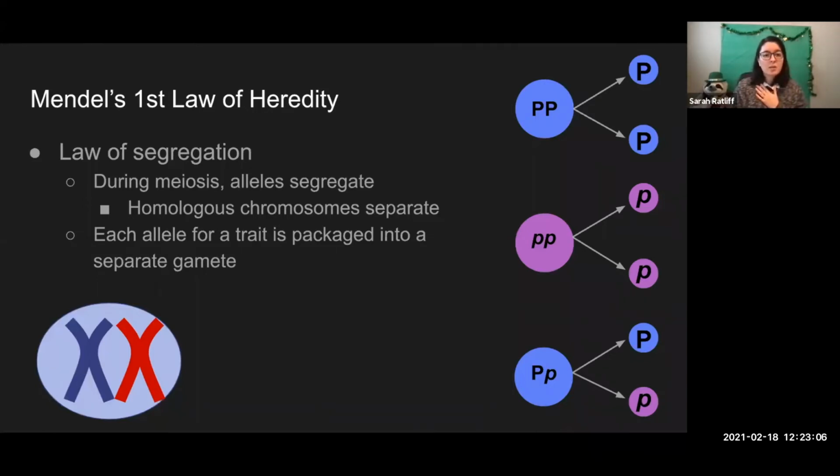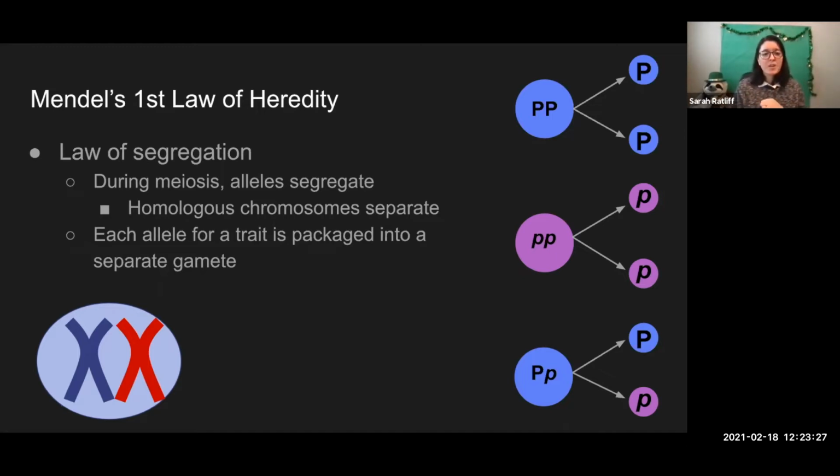We know about meiosis. So during meiosis, we know that alleles segregate. This is why we have 1 allele per gamete. We have 1 P from mom, 1 P from dad. Put them together, we get a big P and a big P, which gives us our genotype, which we'll express as our phenotype of purple, one from each.